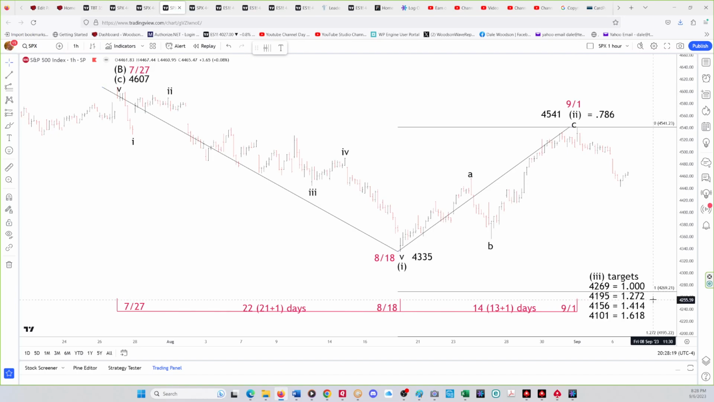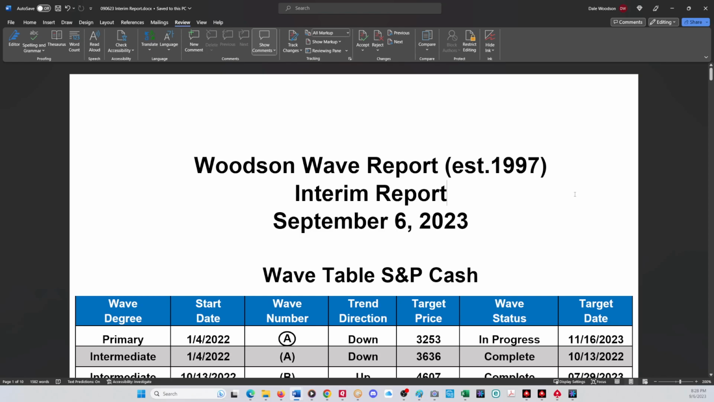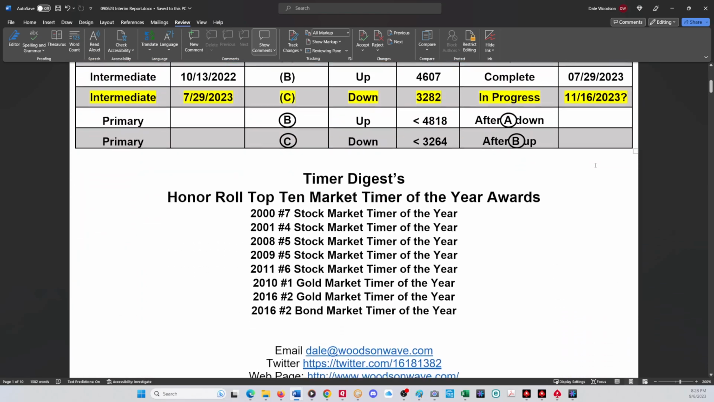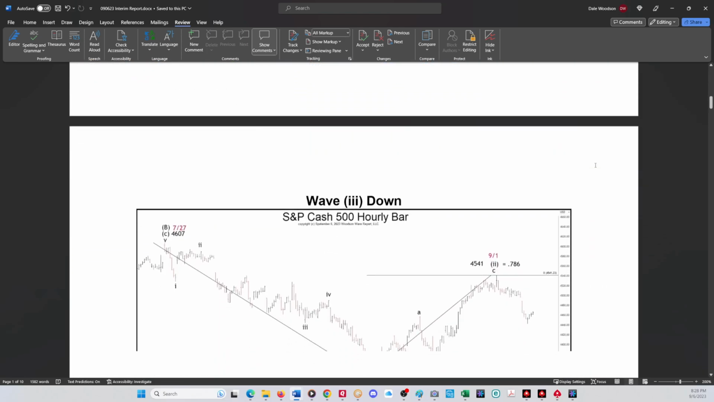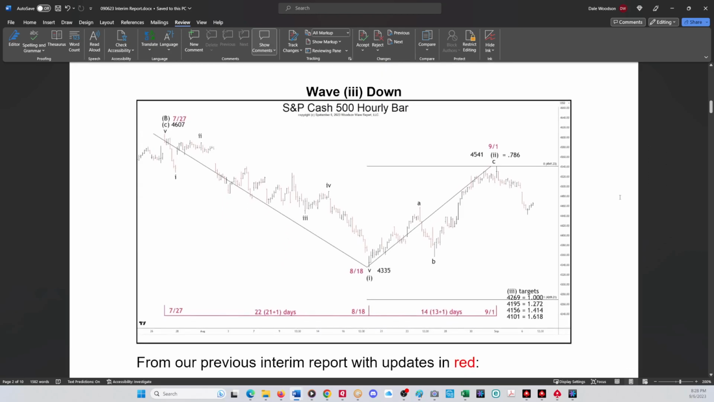The 1.272 is 41.95. The 1.414 is 41.56. The 1.618 is 41.01. If we can get into that interim report that we sent out to our annual subscribers today, we can get into that. There is wave 3 down. That's basically the same exact thing there, okay?